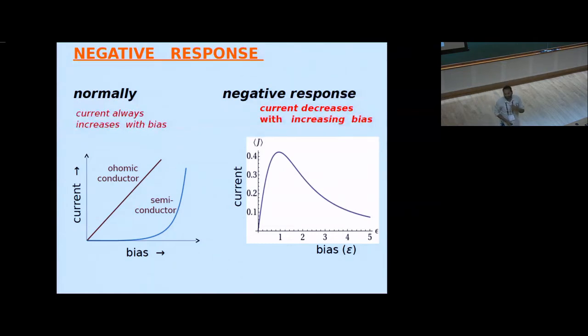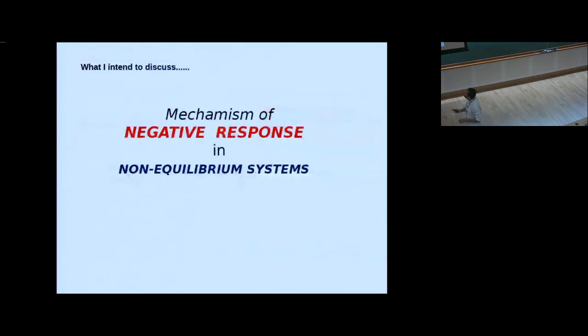I will try to tell you in general in what kind of situation it can happen, and I will try to convince you of the mechanism. This is what will happen: current increases with bias, but after that it decreases. If it is electrical current, you can see that resistance in this region is negative. That is called negative response, or if it is particle current, negative mobility. So what I intend to talk about is negative response and its mechanism in non-equilibrium systems.